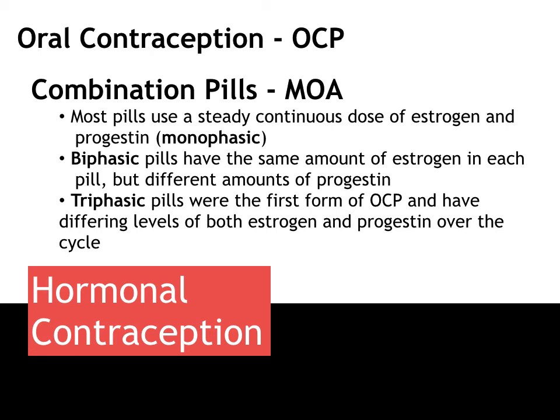Biphasic pills will have the same amount of estrogen in each pill, but differing amounts of progestin in the pills. And then triphasic pills were the original form of OCPs that were constructed, and those had differing levels of both estrogens and progestins over the cycle. Those aren't used as commonly anymore, and overall there is not really any research to support that certain approaches are significantly more effective than others, but the monophasic is the most commonly recommended oral contraception at this point in time.